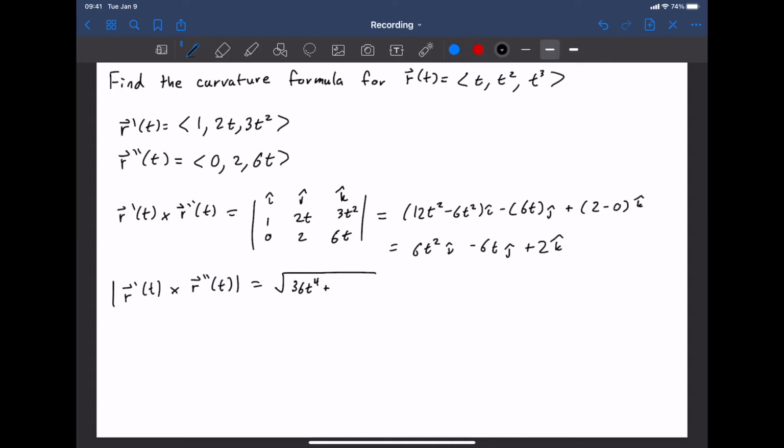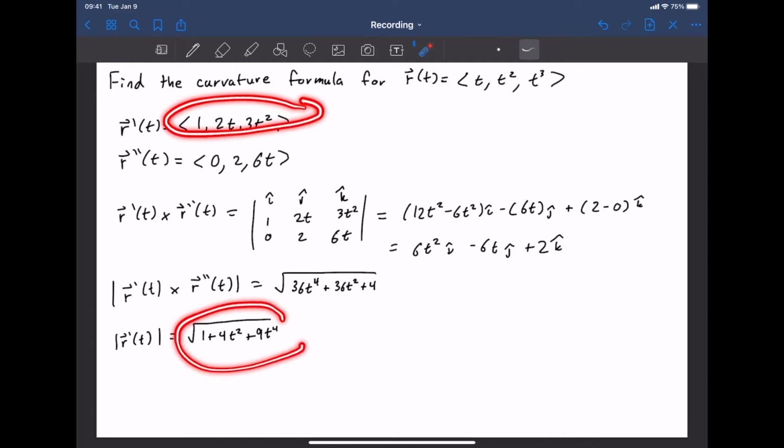Minus 6t squared would be 36t squared plus 4, which does not simplify nicely, much to our chagrin. And we're going to have to divide that by r prime of t, of course cubed, but first we have to find r prime of t. 1 plus 4t squared plus 9t to the 4th. I'm just taking these values, everybody. That's how I got that.